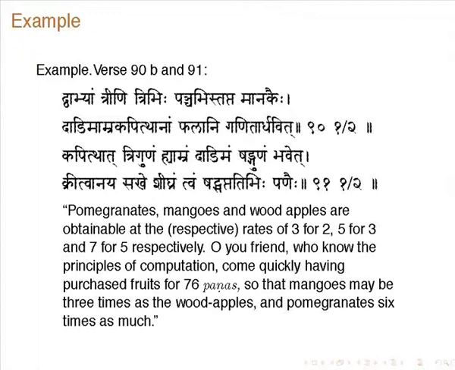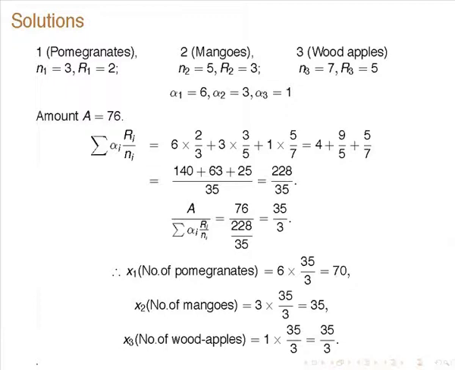So, and the rates are given, dvabhyam trini, you see, for pomegranate the rate is 3 for 2 and similarly for mangoes it is 5 for 3, okay, tribihi pancha, like that. And for the wood apples it is 7 for 5. So, you have to find out how many quantities. Then here one has to just straight away use this formula. So, for pomegranates you get 3 pomegranates for 2 units of money, for mangoes you get 5 for 3 and similarly for wood apple you get 7 for 5 and the ratios are given to be 6 is to 3 is to 1. So, that is the pomegranates, mangoes and wood apples.